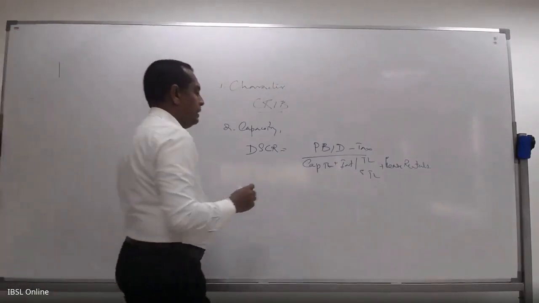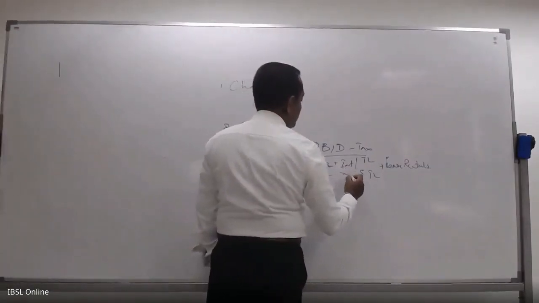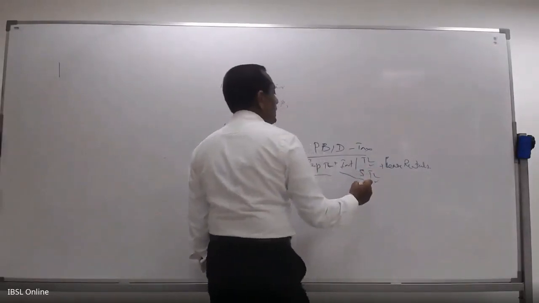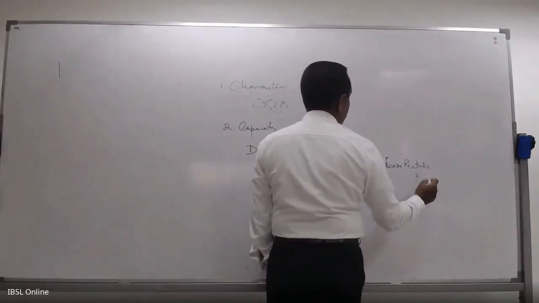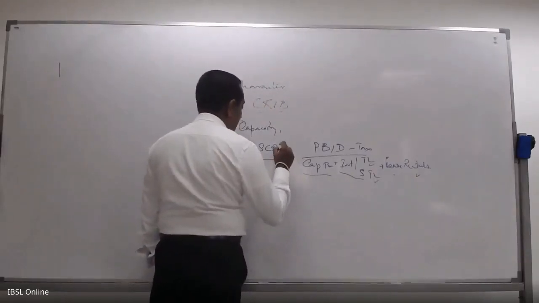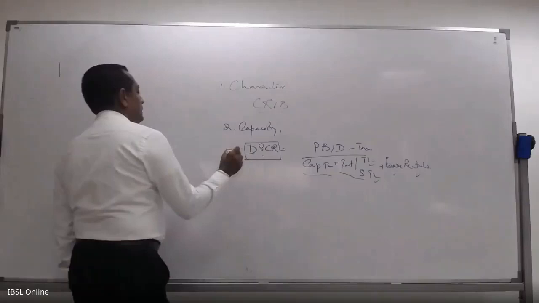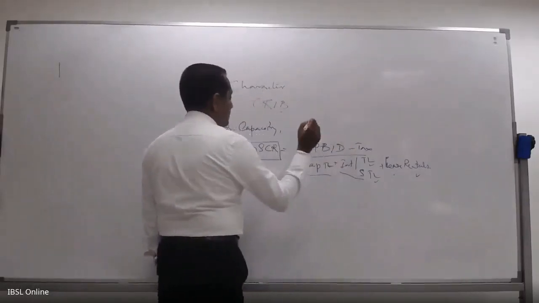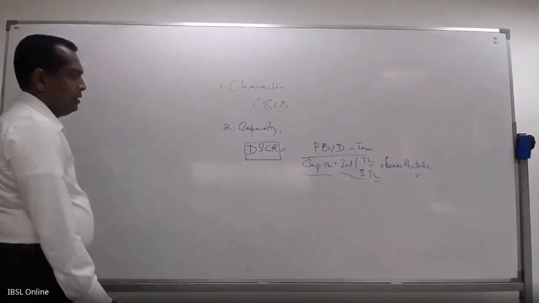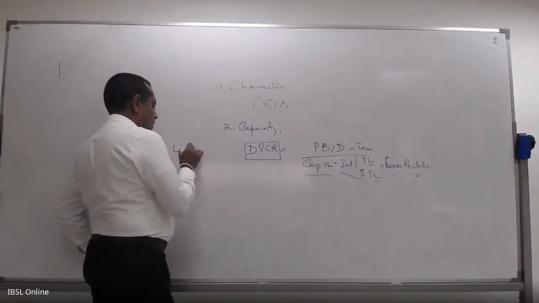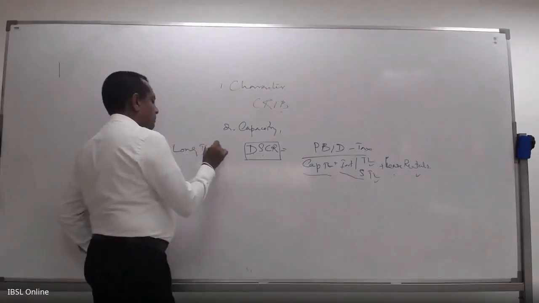Term loan capital, interest, term loans and short-term loans, then lease rentals. We calculate DSCR, debt service cover ratio: profit before interest and depreciation minus tax. This is for long term funds.